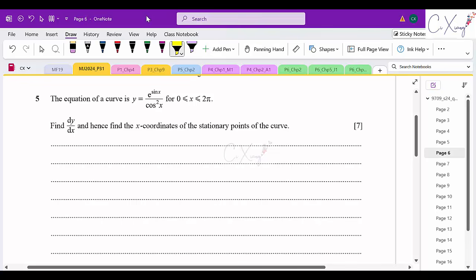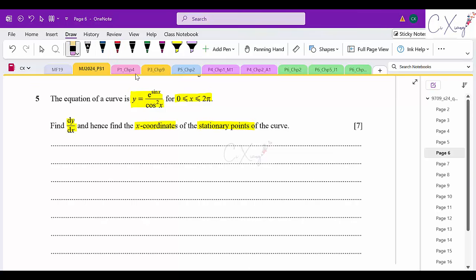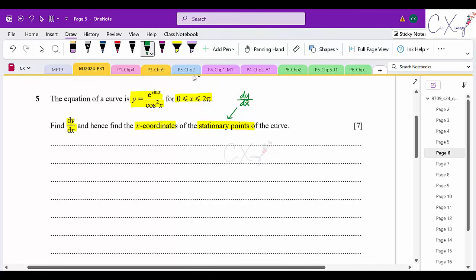Right, so we are given the equation, and it is meant for x from 0 until 2 pi. Find dy/dx, and after that they want us to find the x coordinate of the stationary points of the curve. When we are talking about the stationary point, we should try to link it with dy/dx. We know that at a stationary point, the gradient of the tangent should be equal to 0. So first you have to find dy/dx. After that, you let dy/dx equal to 0, solve the equation and get the x coordinate.